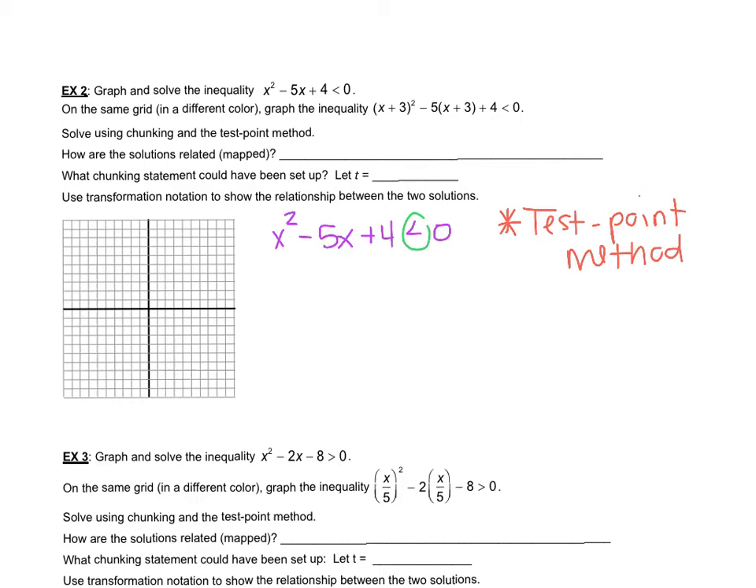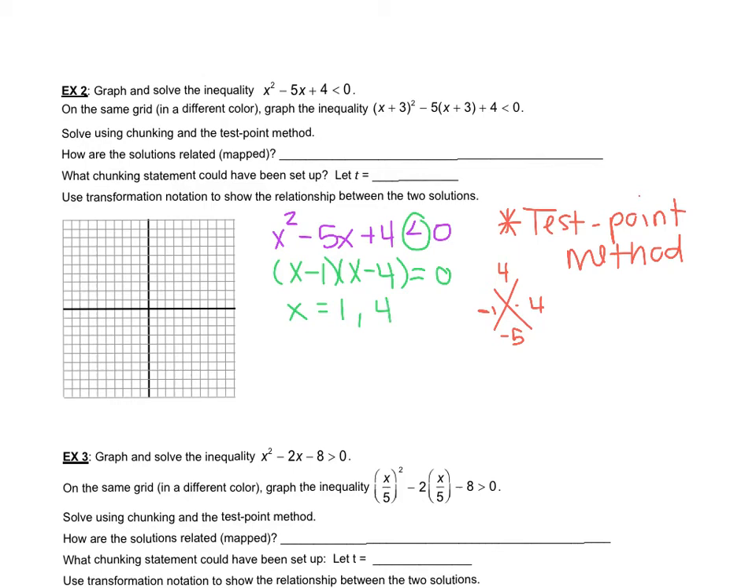The first step, which you'll like, is just replace it with an equal sign first. We're going to find the boundary points. And I'm going to factor this. And like I said, if this equaled 0, we would just factor this and solve. So let's factor. And I want something that multiplies to 4, adds to negative 5. That's going to be x minus 1 and x minus 4. So x minus 1, x minus 4. Okay, so this gives me my two solutions of 1 and 4. That's where the function equals 0.